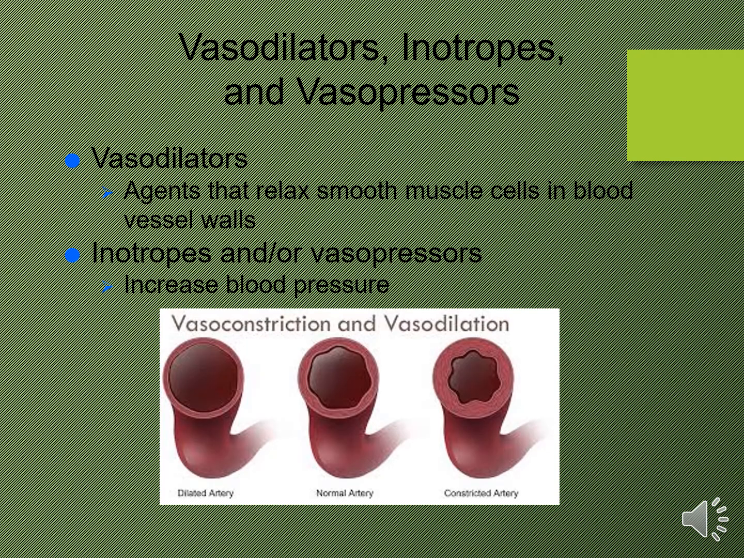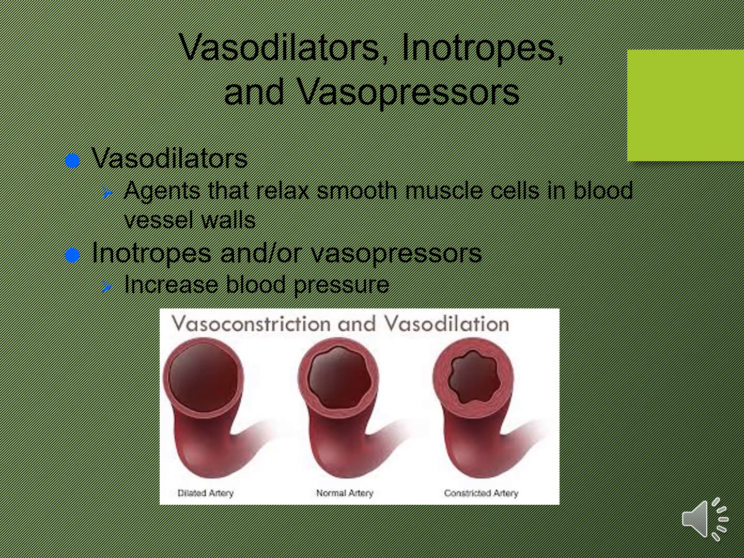Vasodilators, inotropes, and vasopressors. Vasodilators are agents that relax smooth muscle cells in blood vessel walls. They decrease blood pressure and allow less restricted blood flow. Inotropes and vasopressors increase blood pressure. Inotropes do this by increasing the force of cardiac muscle contraction, which helps blood pressure to increase. And vasopressors cause vasoconstriction to increase the blood pressure.